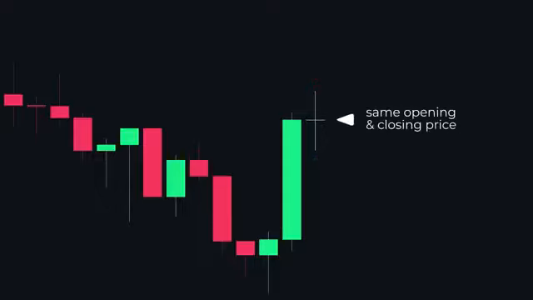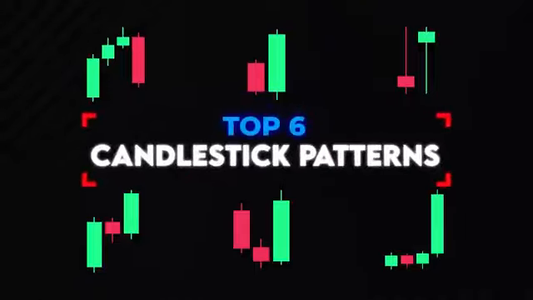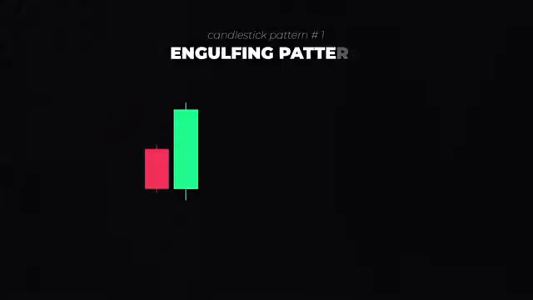Understanding the concepts of body and wicks is essential as we begin learning about basic candlestick patterns, so keep them in mind as we move forward. Now, I'm going to show you my top 6 candlestick patterns that I've found to be the most effective. Number 1 is the engulfing pattern.